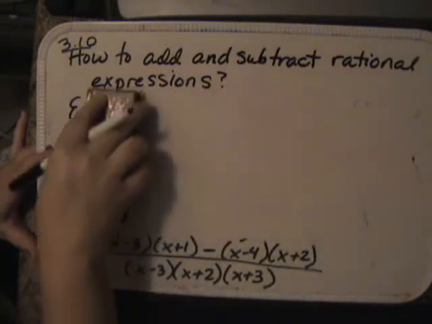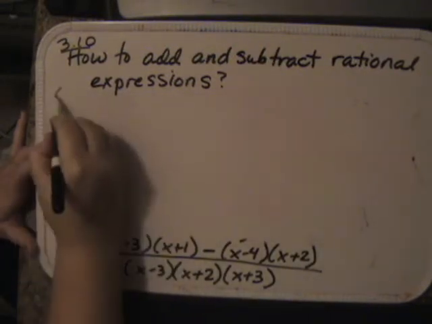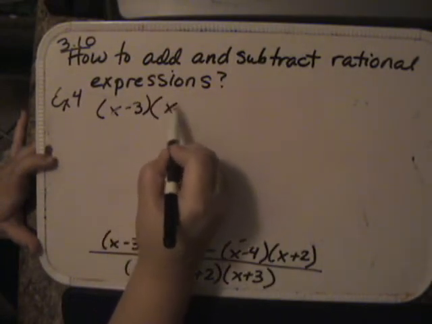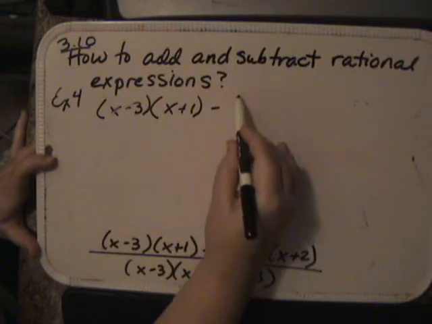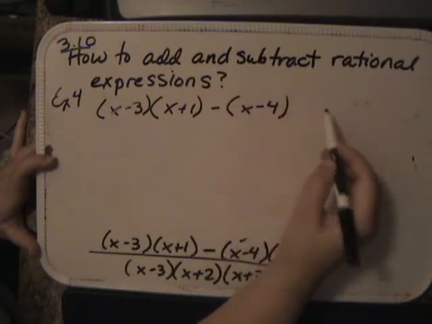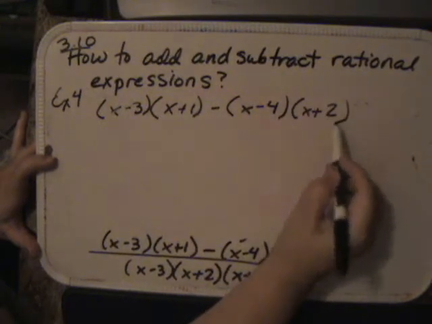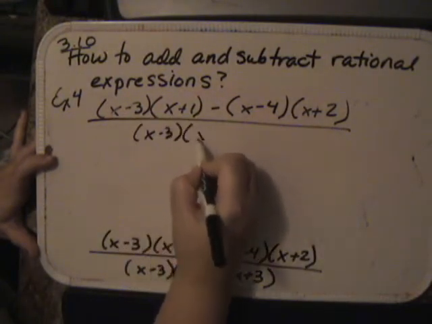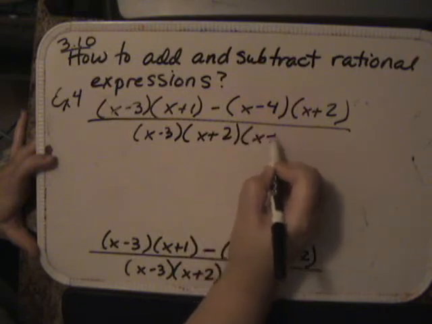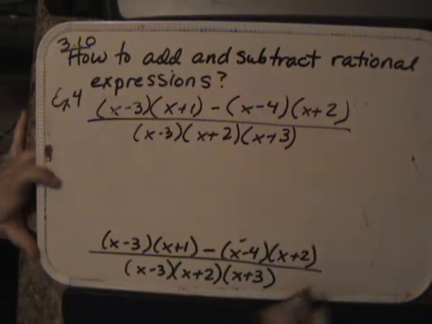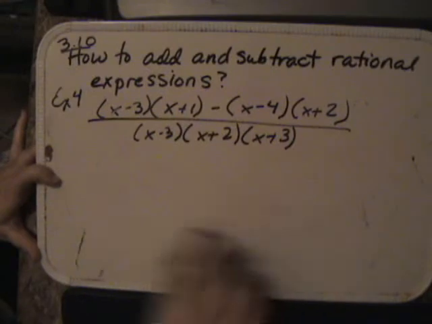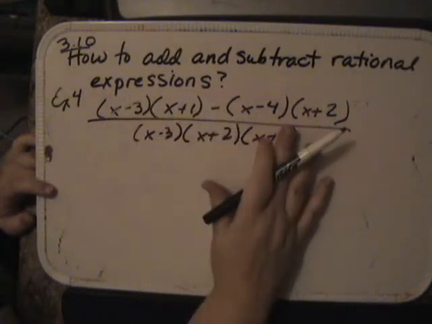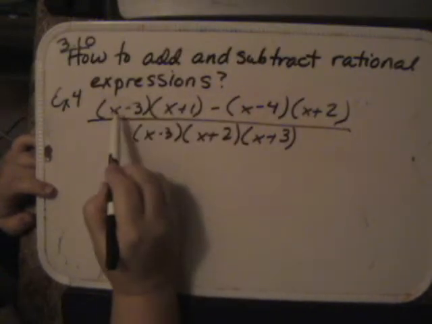So let's go back up here and work this out. Okay, example 4. So I have x minus 3, x plus 1, minus x minus 4, x plus 2, all over x minus 3, x plus 2, x plus 3. Now, it looks messy, but what's going to happen is we can ignore the denominator going forward and work on our numerator for a sec here.